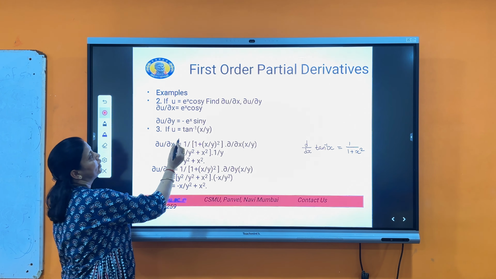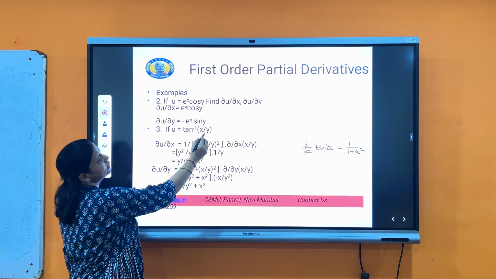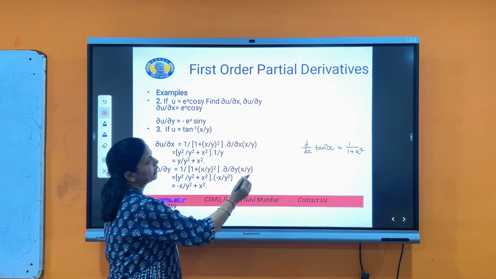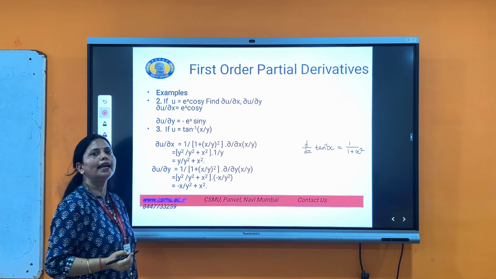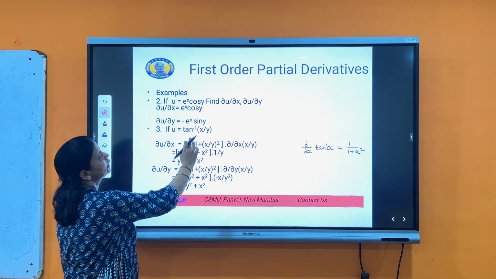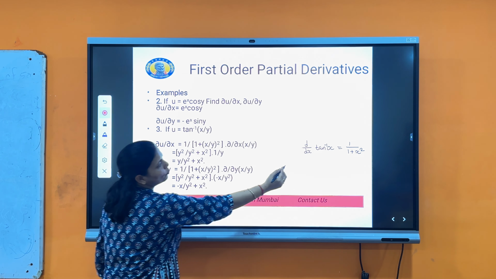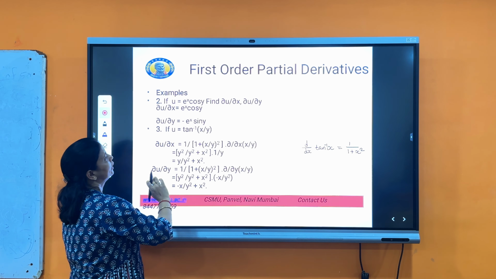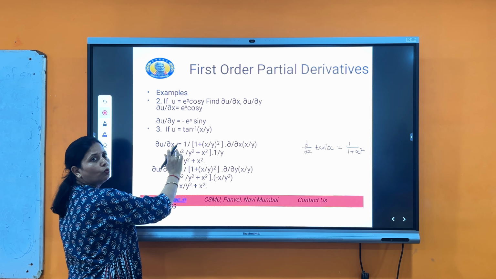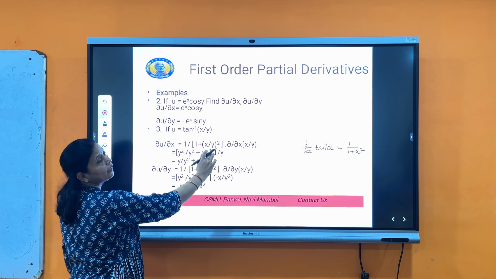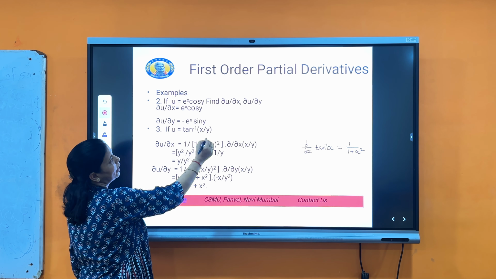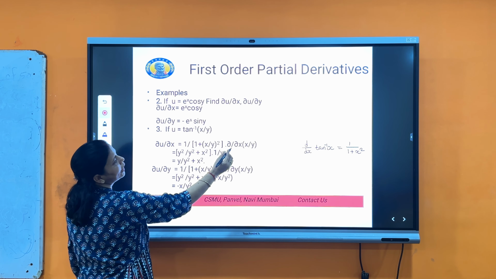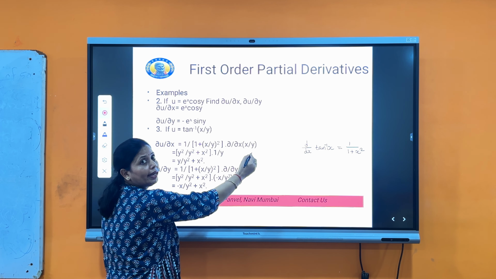Next example is u equal to tan inverse x by y. As we know that d/dx of tan inverse x is 1 upon 1 plus x square. Here in place of x we have x by y. So applying the same formula, it is 1 upon 1 plus (x by y) whole square. But as u is a function of both x and y, in our function x by y, again we differentiate with respect to x only.